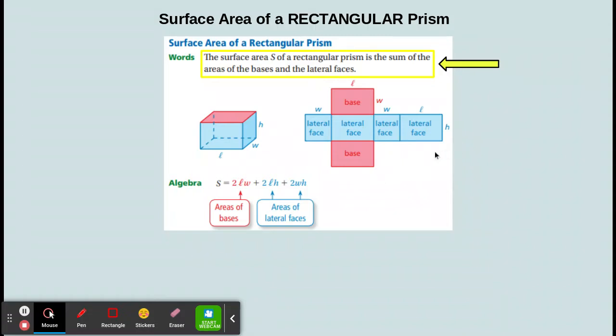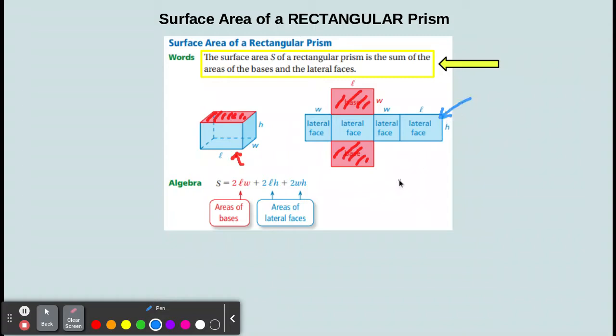Surface area is just the sum of the bases and lateral faces of your rectangular prism. So in this example here, this top is considered a base and the bottom is considered a base. Your top and bottom are considered your bases, and your sides that wrap around, those are considered your lateral faces.